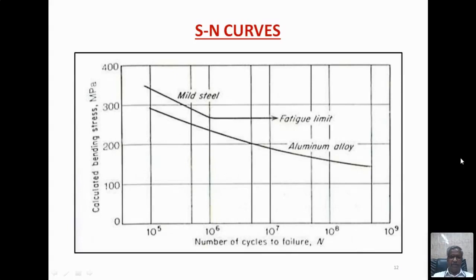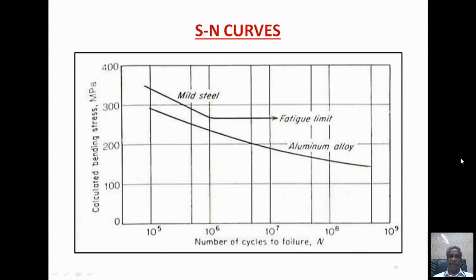In the aluminium alloy, it intersects nearer to 200, at 190 MPa. So 190 MPa is the fatigue strength of this aluminium alloy. Like that you have to interpret. So you have to fix 10^7. Some people fix even 10^8, 10 crore. It depends on the application of the material. So 10^7 or 10^8 they will fix.